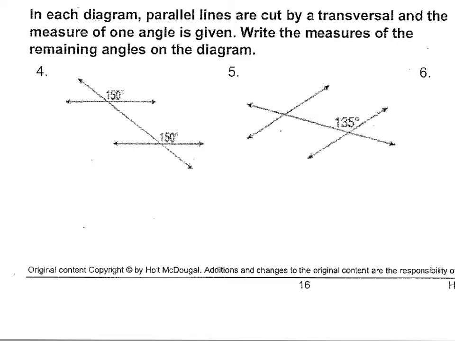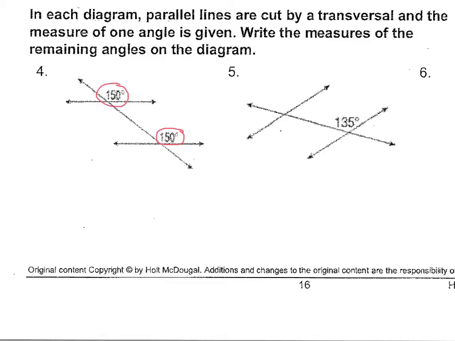Number 4, we have two parallel lines. So this is a parallel line, and it's parallel to the bottom line, cut by the transversal. We have a couple of pieces of information that we know, such as our two obtuse angles here measure 150 degrees. There are a couple of ways that we can solve this to figure out all the missing angles in the picture here. And there's no right or wrong way, but this is just how I do it.